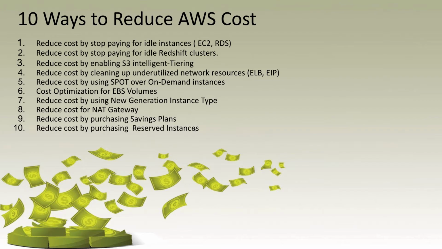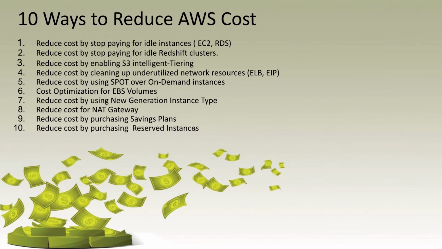Now to find out whether your ELBs and EIPs are idle, you can use Trusted Advisor to find all those resources. Trusted Advisor has a check for unassociated IP addresses and for idle load balancers, and it will list out all those resources. From that list, you can go ahead and delete all those resources to save some money.